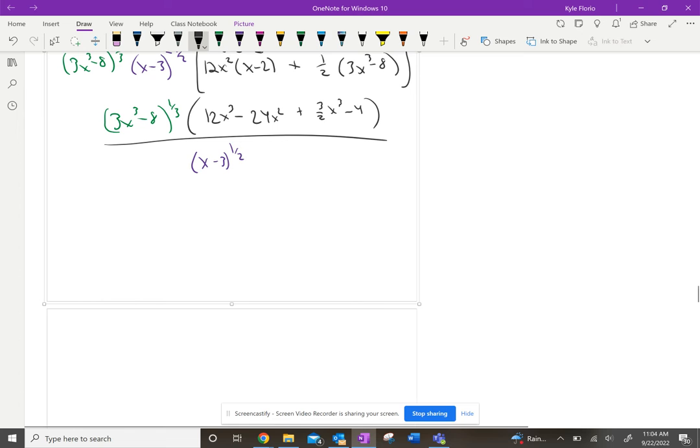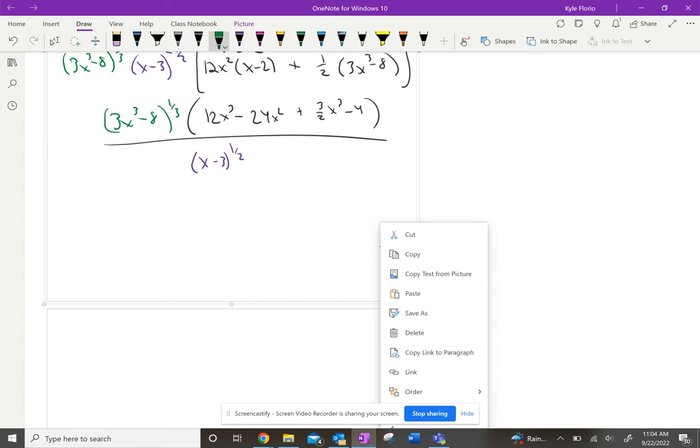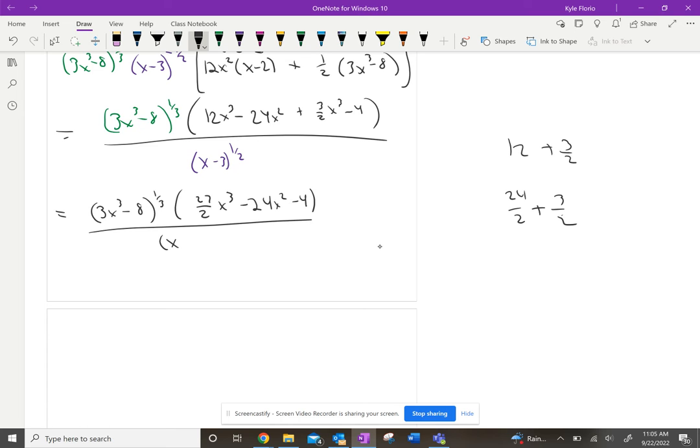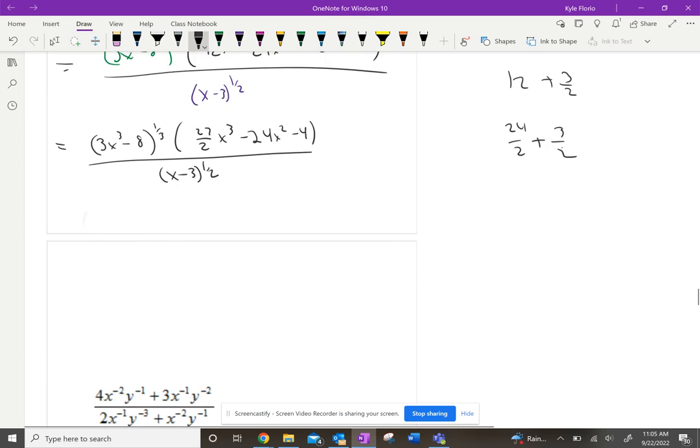Still more combining like terms up here, so I'm going to do everything in the same color now. Let's see, 12 plus 3/2. 12 plus 3/2, that's the same thing as 24/2 plus 3/2. 27/2. So you have 27/2 x cubed minus 24x squared minus 4 all over x minus 3 to the 1/2.